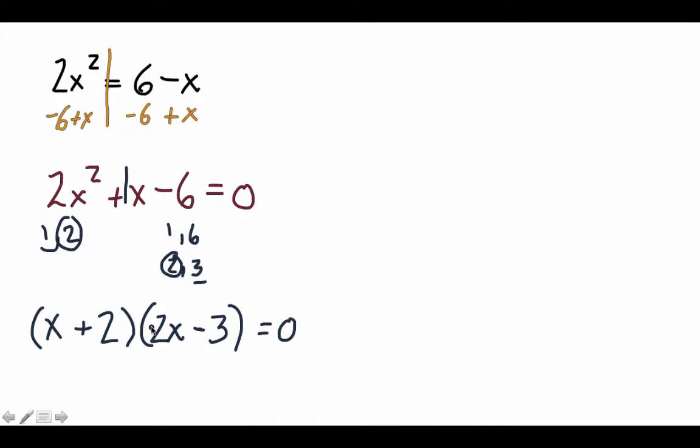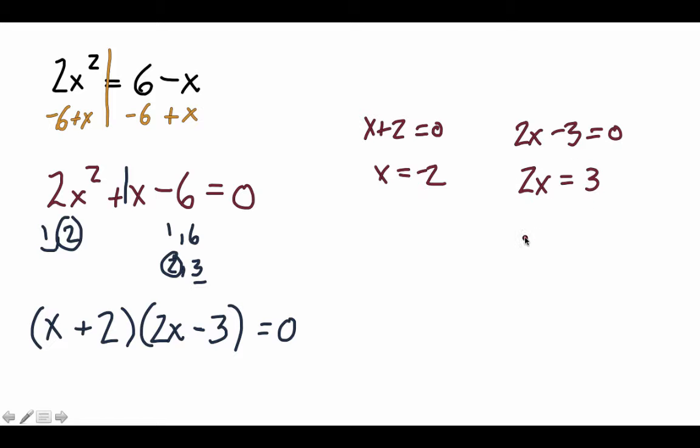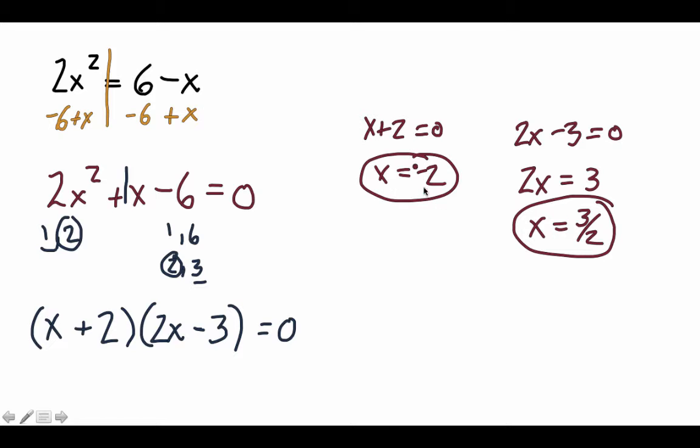Now I go about solving this. I say x plus 2 equals 0, so x equals negative 2. I say 2x minus 3 equals 0. I add 3 to both sides. I get 2x equals 3. I divide by 2. I get x equals 3 halves. And there are my two solutions: x equals negative 2 or x equals 3 halves.